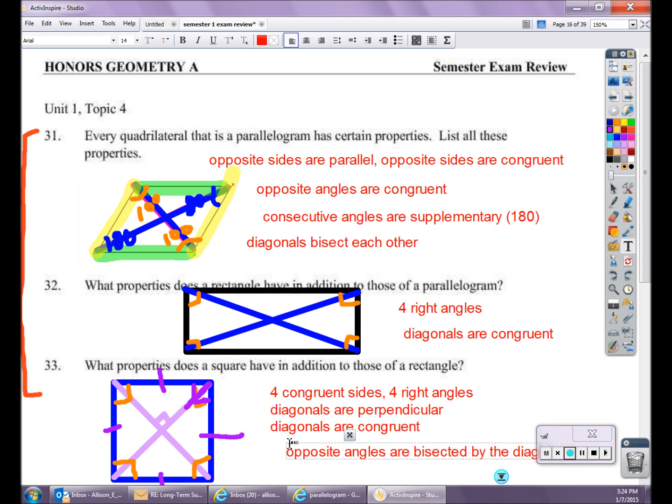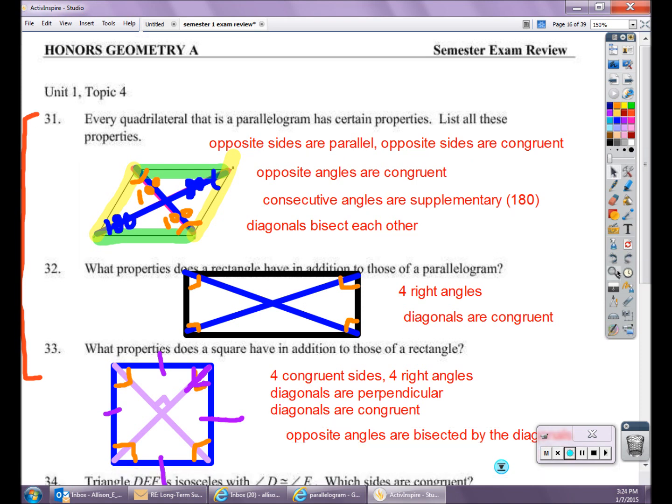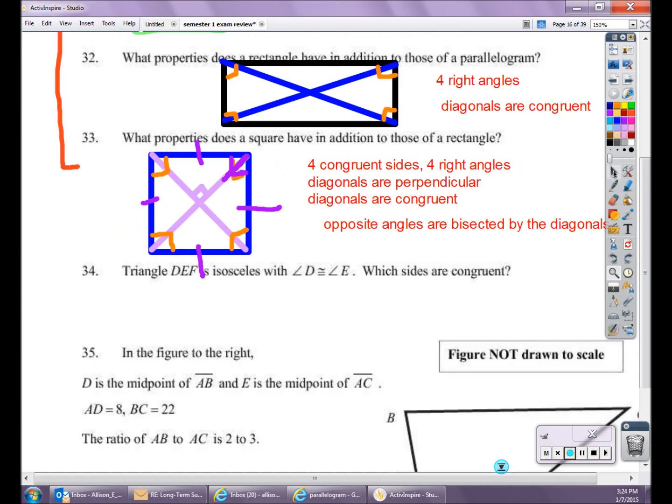And I think that's all that they say in the review packet answer solution. But you could go on and on about a square. There's just a lot of things about a square. Alright. Okay.